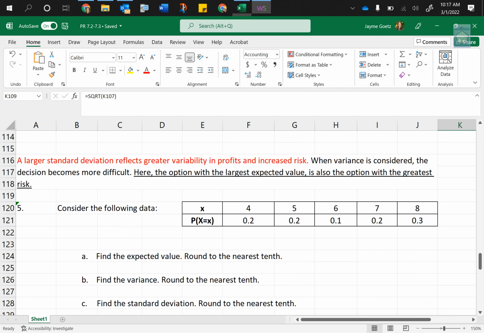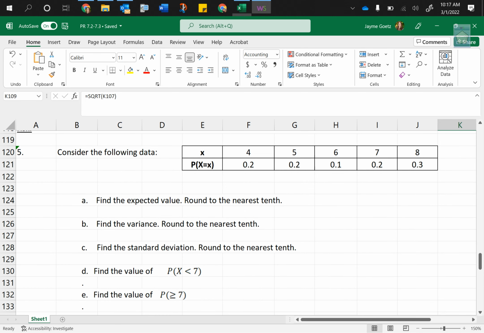A larger standard deviation reflects greater variability in profits and increased risk. That makes sense, just like a larger variance does. If the standard deviation is just the square root of the variance, the bigger standard deviation also means the greater risk. When variance is considered, the decision becomes more difficult. Here, the option with the largest expected value is also the option with the greatest risk.